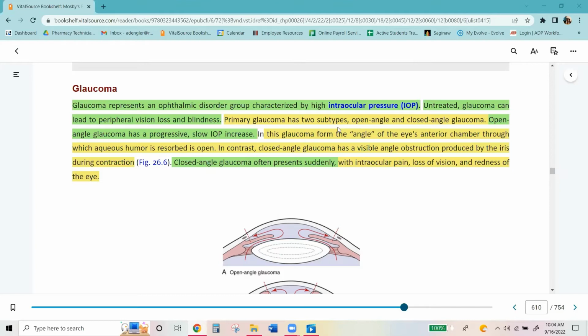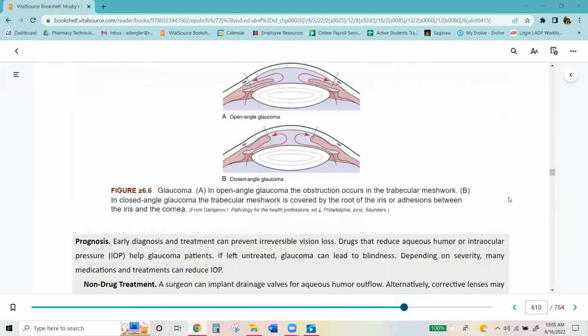Open angle glaucoma has a progressive slow IOP increase. In this glaucoma form, the angle of the eye's anterior chamber through which aqueous humor is reabsorbed is open. In contrast, closed angle glaucoma has a visual angle obstruction produced by the iris during contraction. Closed angle glaucoma often presents suddenly with intraocular pain, loss of vision, and redness of the eye.